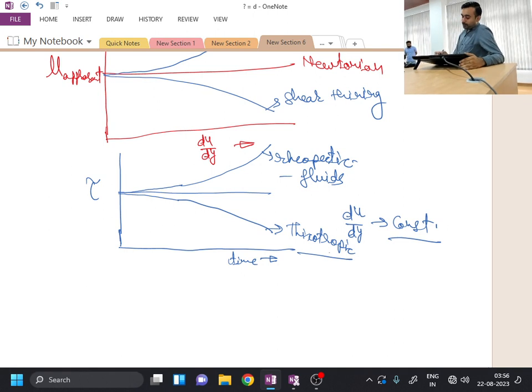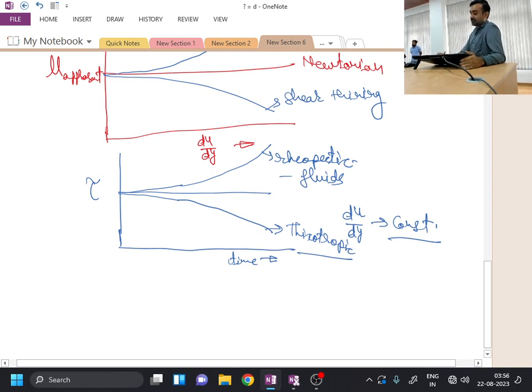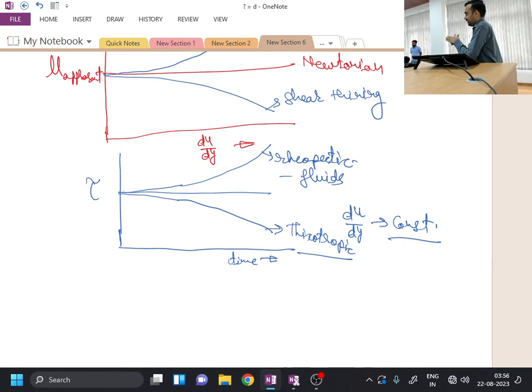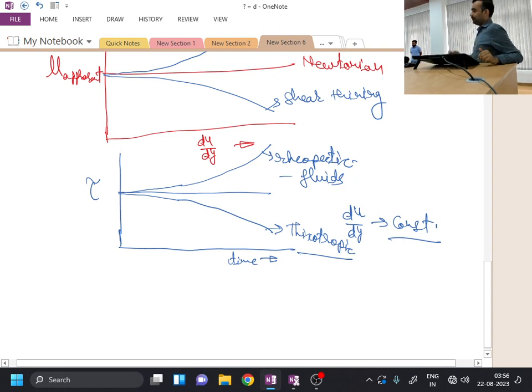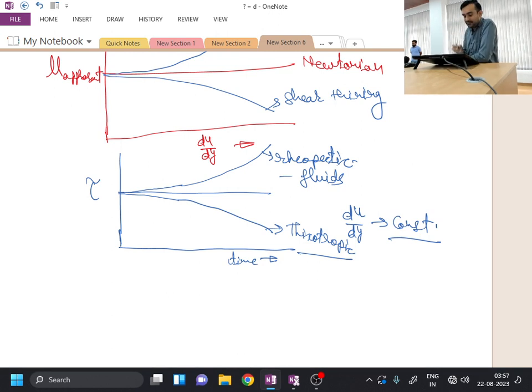So we want to maintain a constant rate of shear strain du by dy with time. We don't want to change the rate of shear strain with time. We want the fluid to go through this shear deformation at a constant rate. Then some fluids get thickening with time, so we have to keep on increasing the shear stress with time in order to maintain the constant shear rate. These are called rheopectic fluids. Fluids which get thinning out with time need a decreasing shear stress with time.